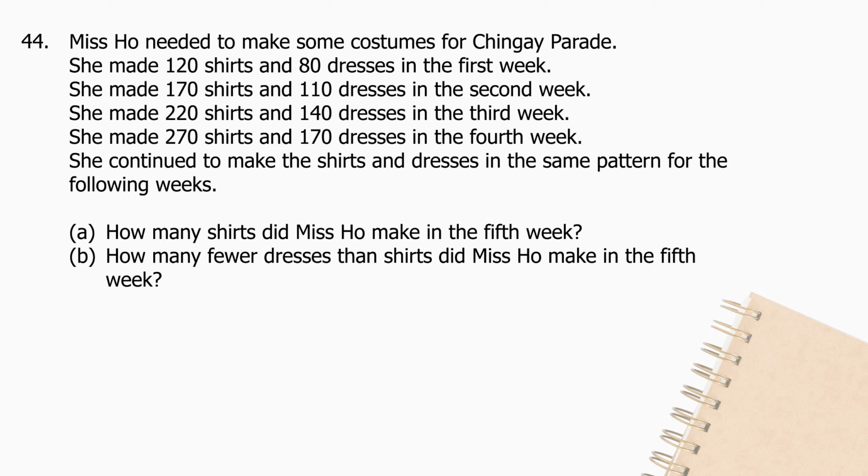Question 44. Miss Ho needed to make some costumes for Chingay Parade. She made 120 shirts and 80 dresses in the first week. She made 170 shirts and 110 dresses in the second week. She made 220 shirts and 140 dresses in the third week. She made 270 shirts and 170 dresses in the fourth week. She continued to make the shirts and dresses in the same pattern for the following weeks.